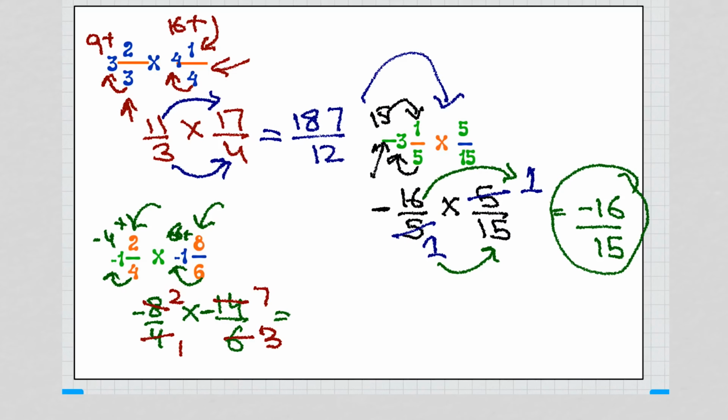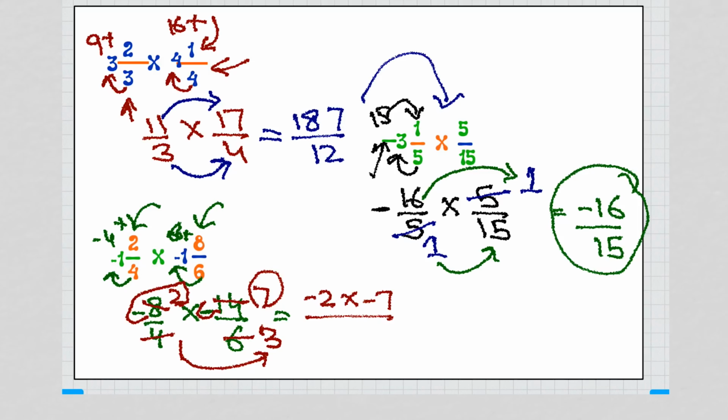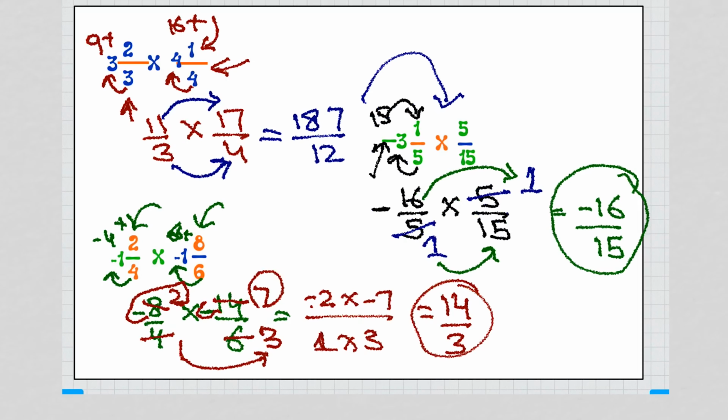Let me finish this question, then I will give you an example of that. So now we have minus 2 and minus, please don't forget that sign, minus 7. So minus 2 times minus 7, and then you have 1 times 3 in the denominator. That would be minus 2 times minus 7 is 14. 1 times 3 is 3. That would be our answer.